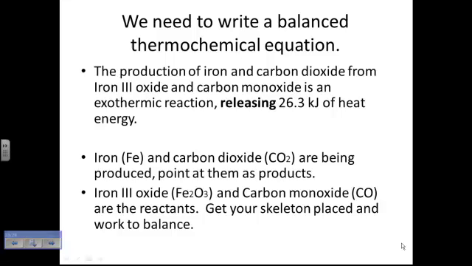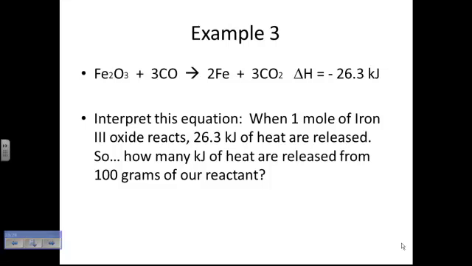The delta H information says releasing. Did you make the delta H negative for exothermic? When you balanced, it involves some 3's. Take a look and see how well you did. 1 mole of Fe2O3 reacts with 3 moles of carbon monoxide to form 2 moles of iron and 3 moles of carbon dioxide. A 1-3-2-3 balances that equation. And the delta H, exothermic, it released 26.3 kJ of heat. The kilojoules of heat is exothermic.